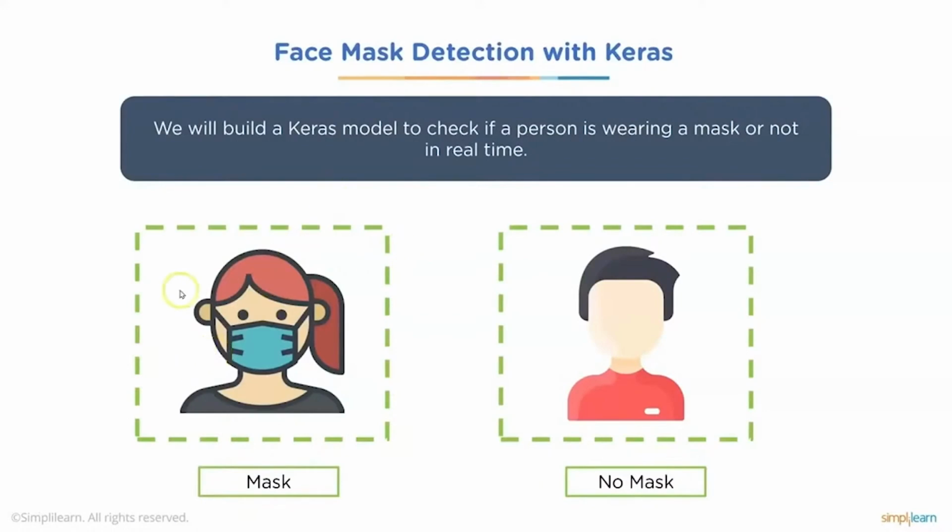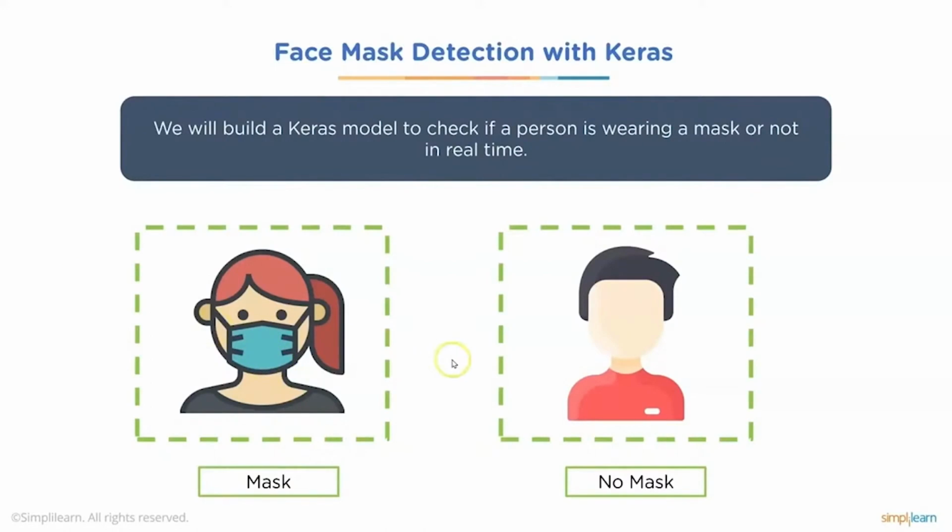So we're going to dive into something a little bit more fun. We're going to do face mask detection with Keras. We're going to build a Keras model to check if a person is wearing a mask or not in real time. And this might be important if you're at the front of a store. This is something today which might be very useful for making sure people are safe. And so we're going to look at mask and no mask.